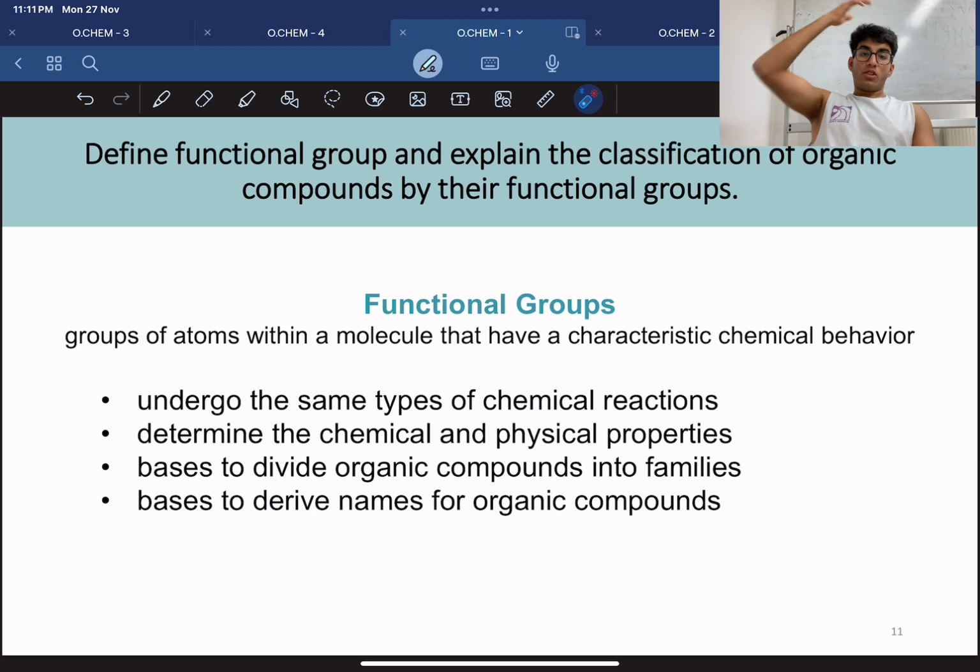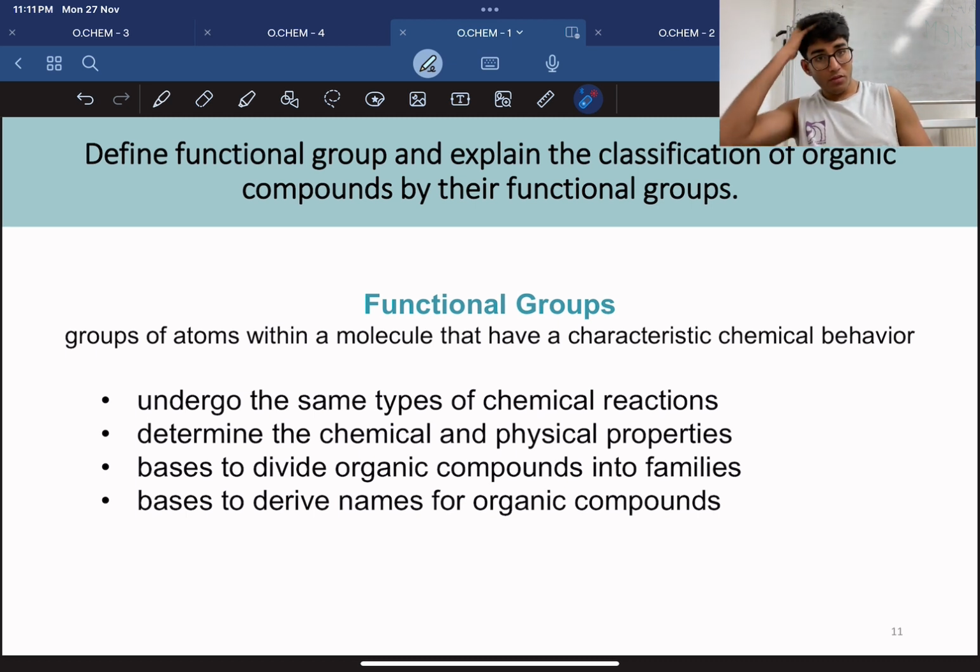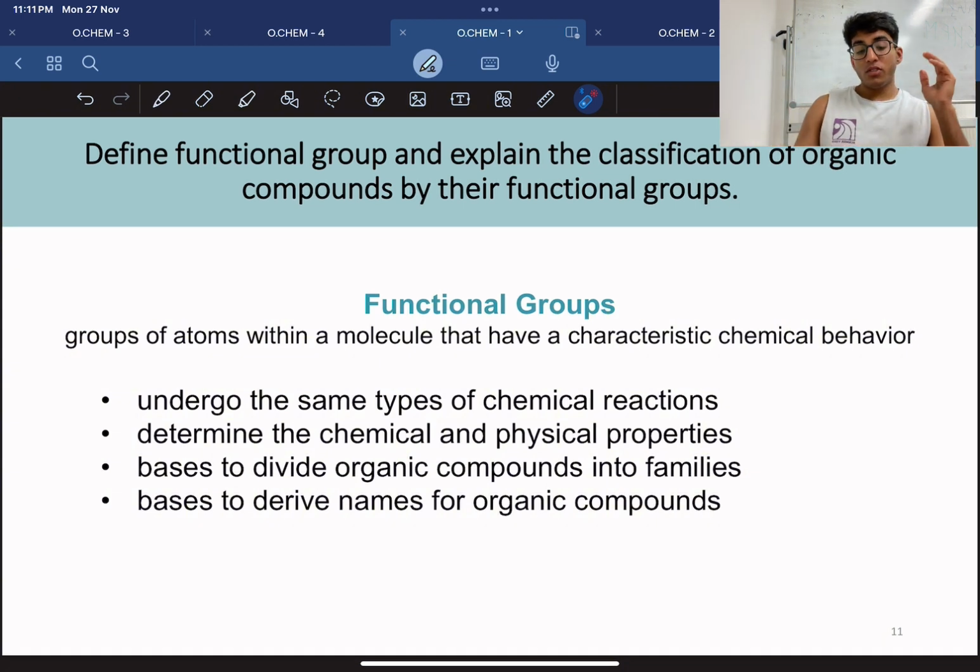Fine. Now what else do we have? We have, yes, over here, functional groups. What are functional groups? They are groups of atoms within a molecule that have a characteristic chemical behavior.